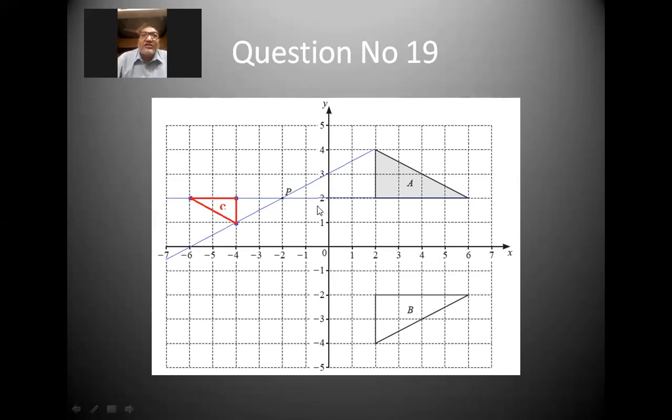I will start on the same line from the center of enlargement and mark the vertex of the image. Then I will measure this distance. Look here, 1, 2, 3, 4. This point is 4 squares on the right side. So multiplied with 1/2 becomes 2. So on the opposite side, on the same blue line, I will go 2 squares and put a dot here.